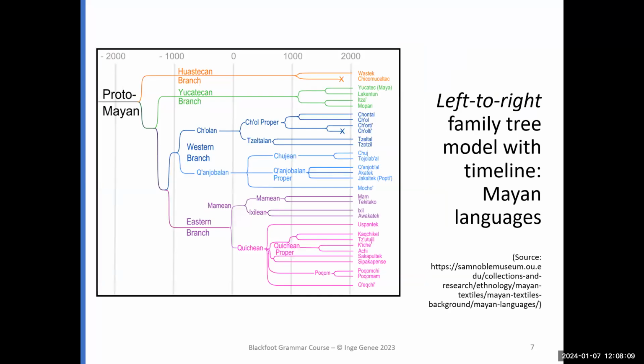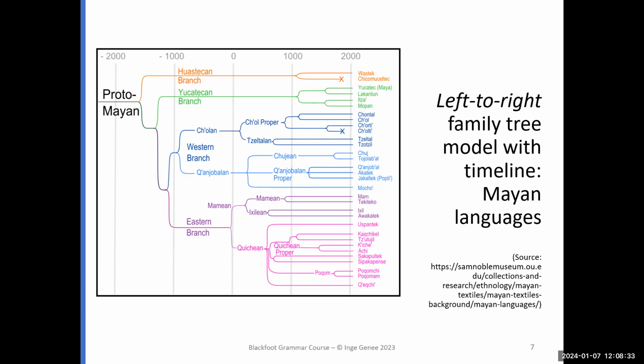In this picture, you can see that family trees can also be represented from left to right. This is a representation of the Mayan language family. The mother tongue is called Proto-Mayan. What is nice about this image is that the different branches are color-coded, so it is extra clear which languages form subfamilies. It is also nice that there is a timeline.